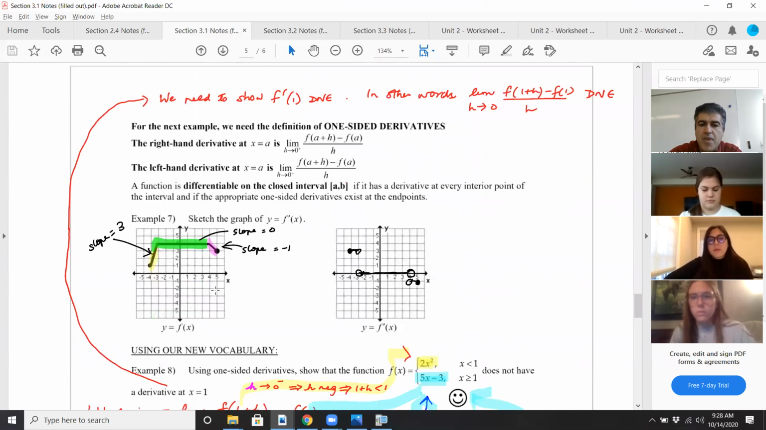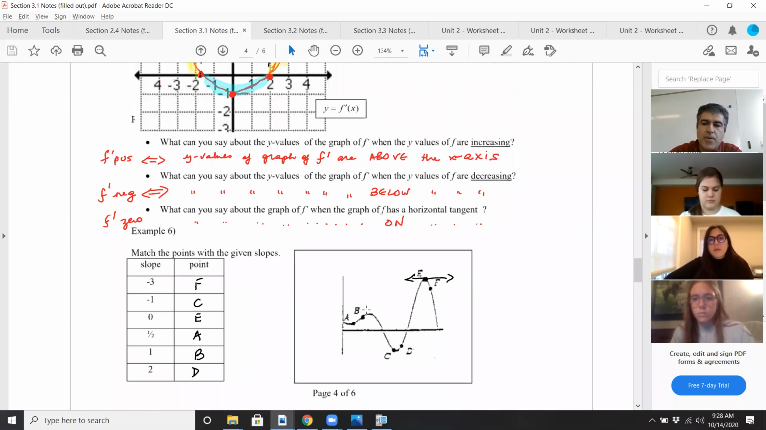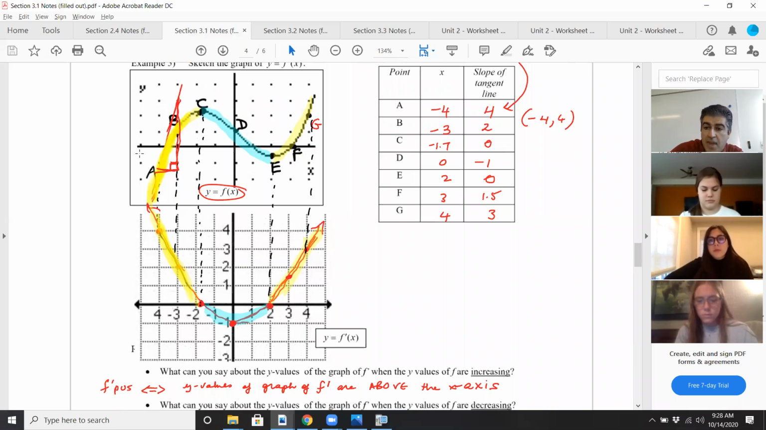So that was the takeaway from 3.1. And remember, the y values of the derivative graph represent the slopes of the tangent lines on the original graph. Or, on the original graph, the slopes of the tangent line are the y values on the derivative graph.